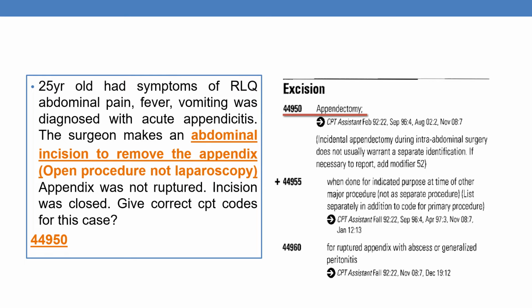What are the correct CPTs? Under excision you can find 44950. That is nothing but appendectomy. If it is ruptured, here you can see appendix was not ruptured. If in case appendix was ruptured with abscess or generalized peritonitis, you need to code 44960. Since appendix is not ruptured, the correct code is 44950.